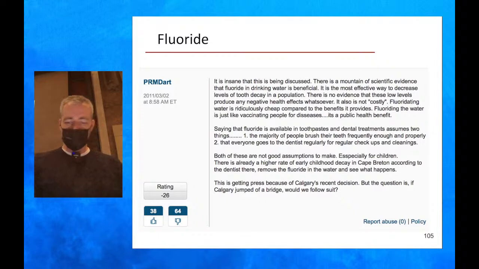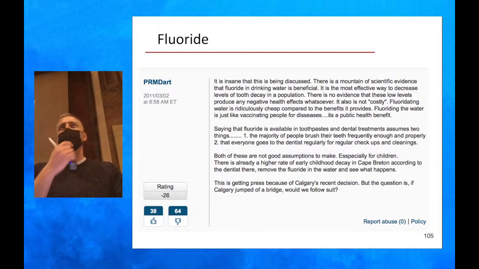"Saying that fluoride is available in toothpastes and dental treatments assumes two things. One, that the majority of people brush their teeth frequently enough and properly. And two, that everyone goes to the dentist regularly for checkups and cleanings. Both of these are not good assumptions to make, especially for children. There is already a higher rate of childhood decay in Cape Breton, according to the dentist there. Remove the fluoride in the water and see what happens. This is getting pressed because of Calgary's recent decision, but the question is, if Calgary jumped off a bridge, would we follow suit?" So I like that comment too.